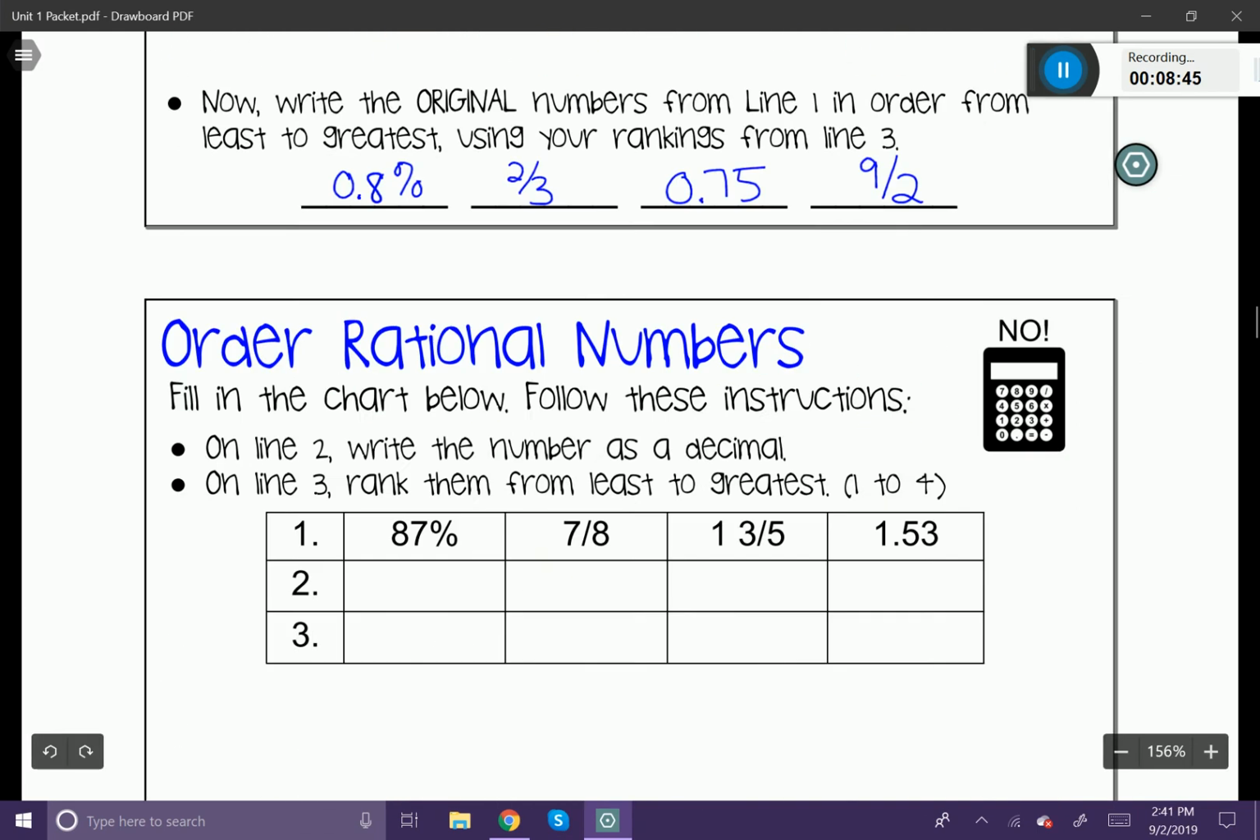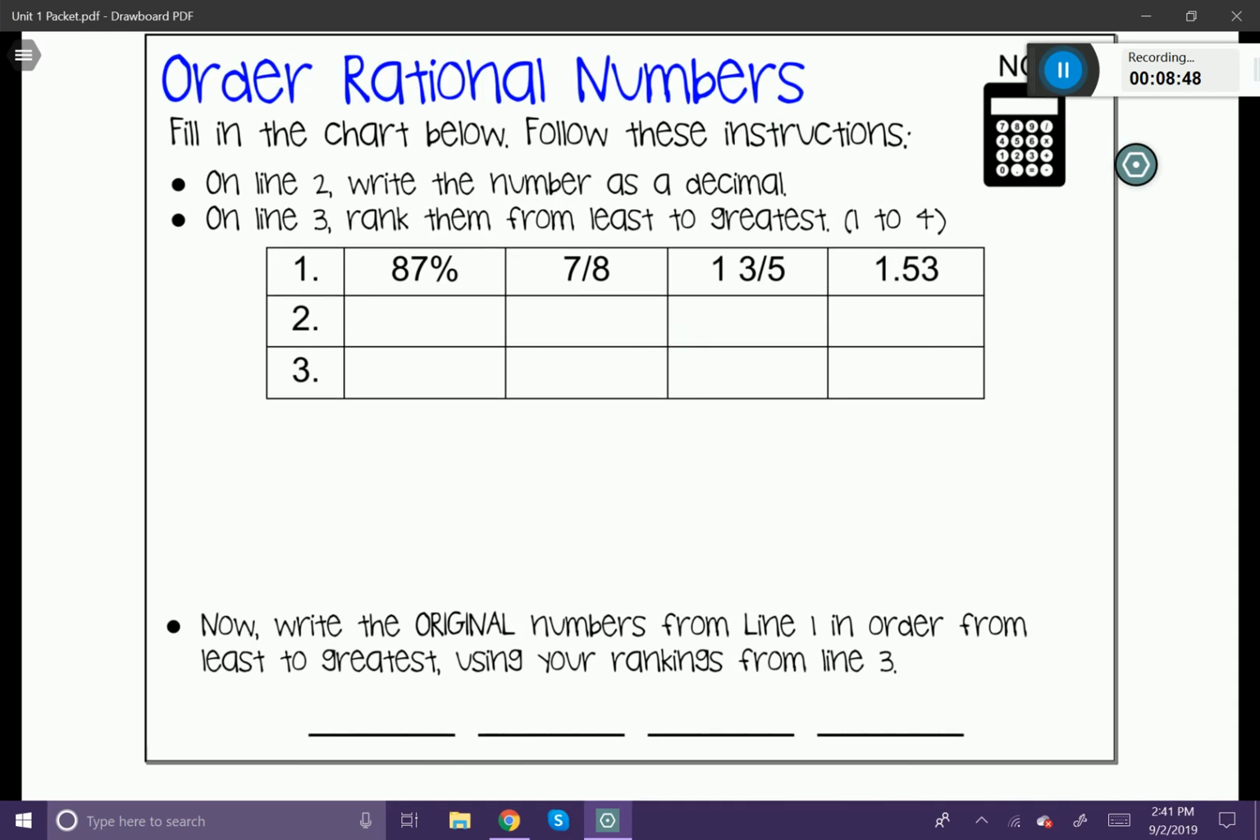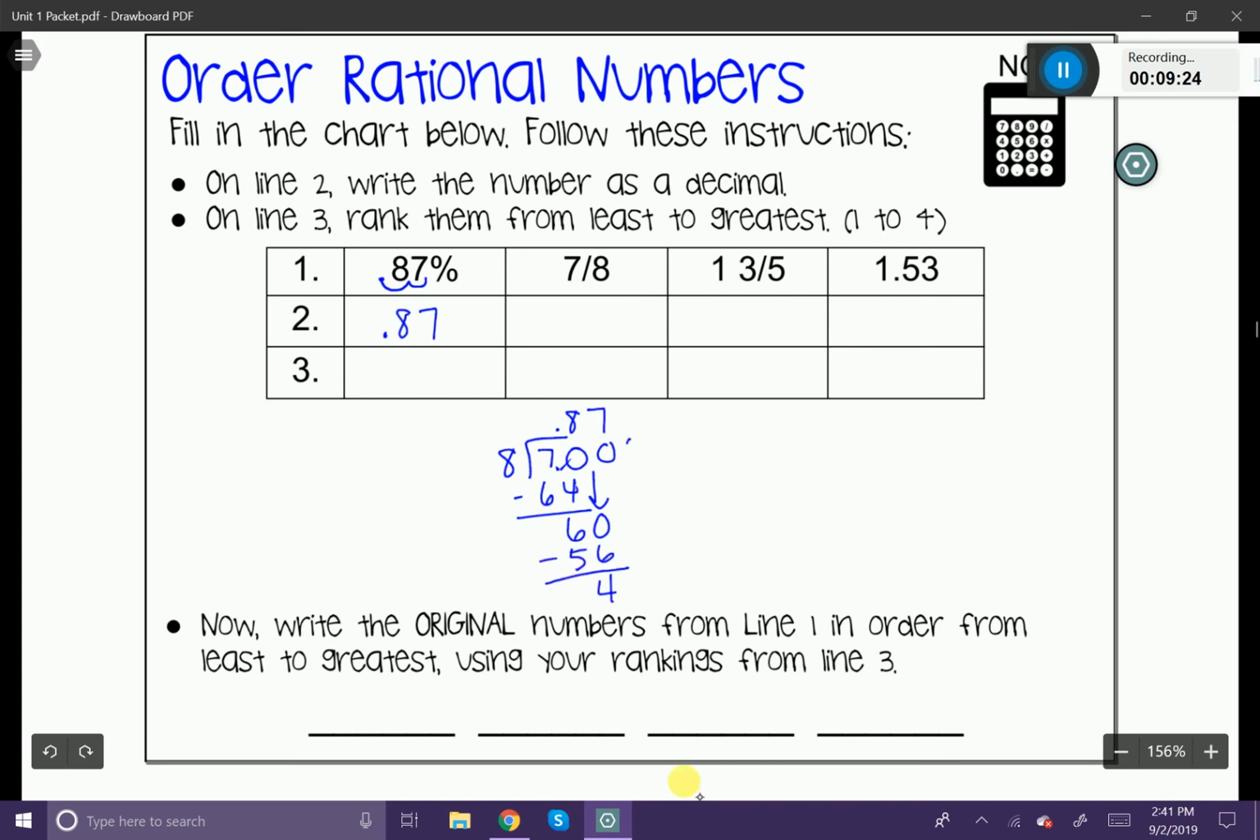Let's take one more look at another one of these. Let's go ahead and fill in the chart the same way. Let's go ahead, 87%. I'm going to move the decimal over twice, and that's going to be 0.87. The next one is a fraction. So again, I could do the long division if you don't know it off the top of your head. I'll go ahead and do it to show you this time. So 8 does not go into 7, so I'm going to add a 0. And that's going to be 8, so 64, 6. I could bring down my 0. You can see that 8 goes into 67 times. It's 56, 4, add my 0.